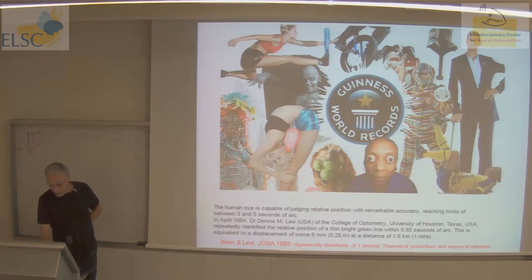So the human eye is capable of judging relative position with remarkable accuracy, reaching limits between 3 to 5 seconds of arc. In April 1984, Dr. Dennis Levi, of the College of Optometry, University of Houston, Texas, repeatedly identified the relative position of a thin bright green line within 0.85 second of arc. This is equivalent to the displacement of some 6 millimeters at a distance of 1.6 kilometers. So this is really remarkable, and this is a result of practice and training.